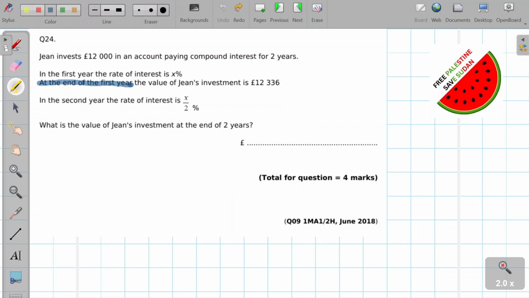At the end of the first year, the value of Jean's investment is there. So that's going to be my first calculation: I divide this by this. So 12,336. I shouldn't have used blue to highlight it because it now looks a bit duller and harder to read. Now the reason I'm doing this division is this is paper 2H, so I can use a calculator. June 2018.